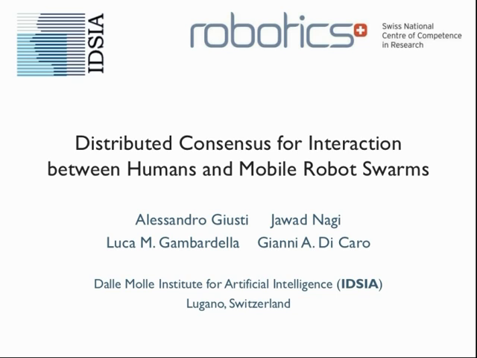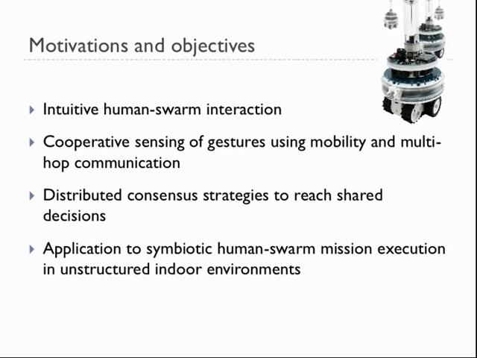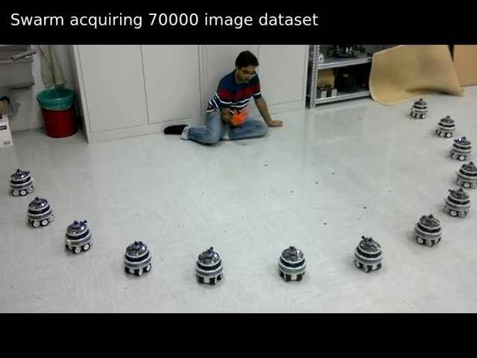This work is about human-swarm interaction based on hand gestures. Gestures are recognized by the robot swarm through distributed sensing and consensus. The main motivation of this work is to develop an intuitive modality for interaction between humans and a swarm of robots. We aim to exploit mobility and multi-hop communication for cooperative gesture sensing and to design distributed consensus strategies.